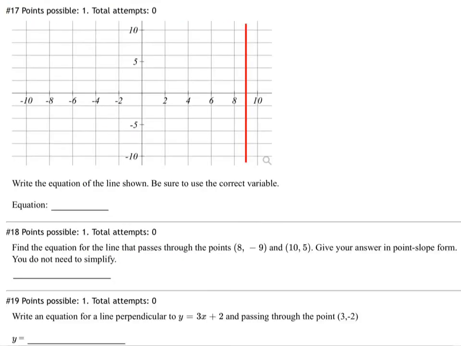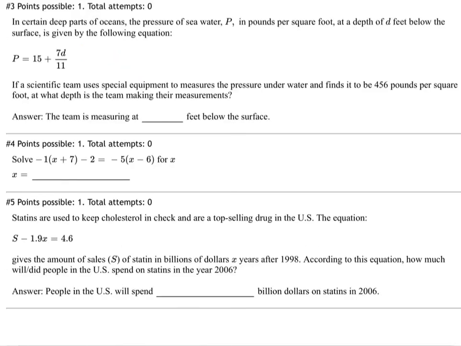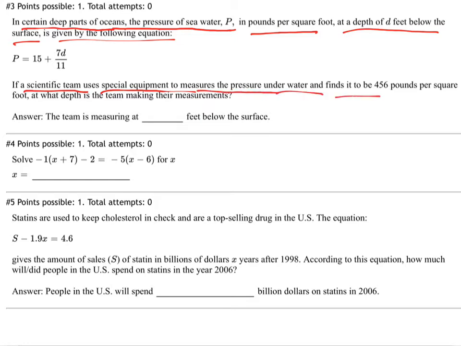All right, let's go back to number 3. So number 3: in certain deep parts of the ocean, the pressure of seawater in pounds per square foot at a depth d feet below the surface is given by this equation. If a scientific team uses special equipment to measure the pressure underwater and finds it to be 456, that's pressure, P, they said, right? The pressure, P, is 456. At what depth? What's D? They're asking what's D. So they're saying P is 456.